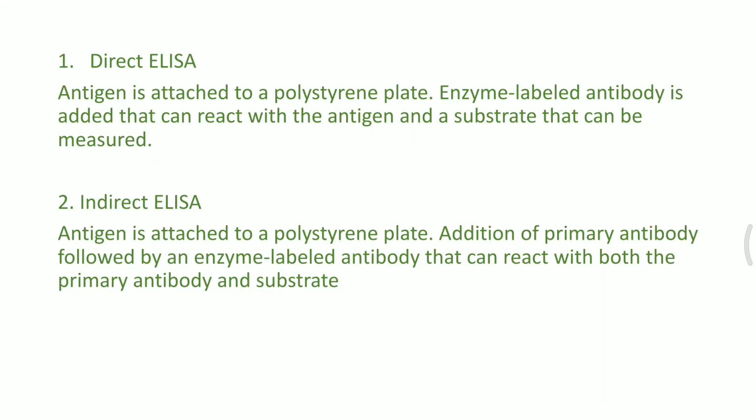As soon as the substrate is added, the color change can be detected. Let's see. Antigen is attached to the polystyrene plate. That is what I said. Enzyme label antibody is added that can react with the antigen and a substrate that can be measured.